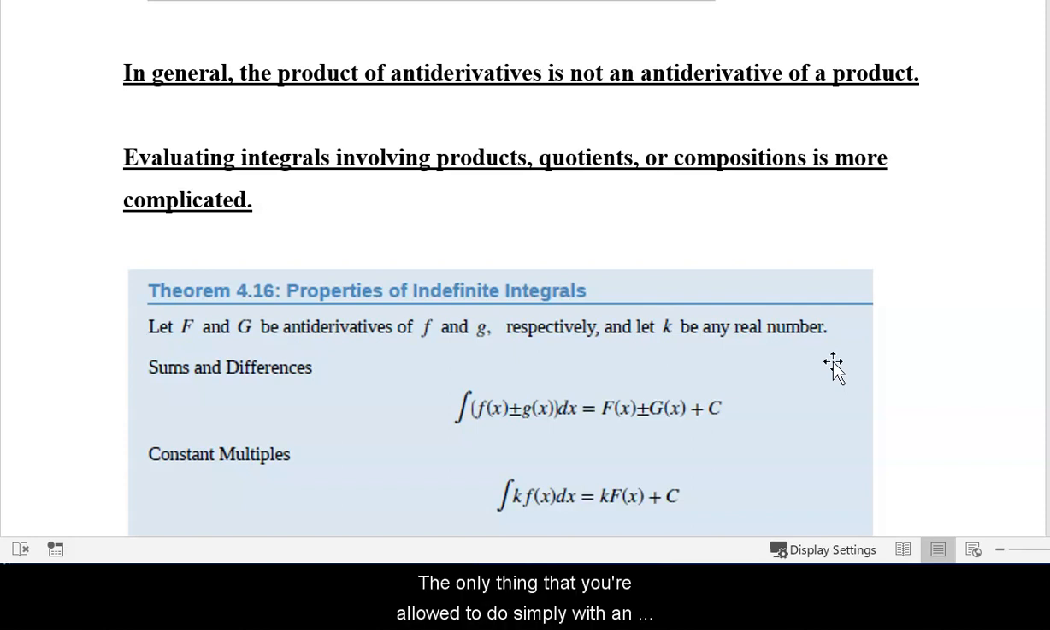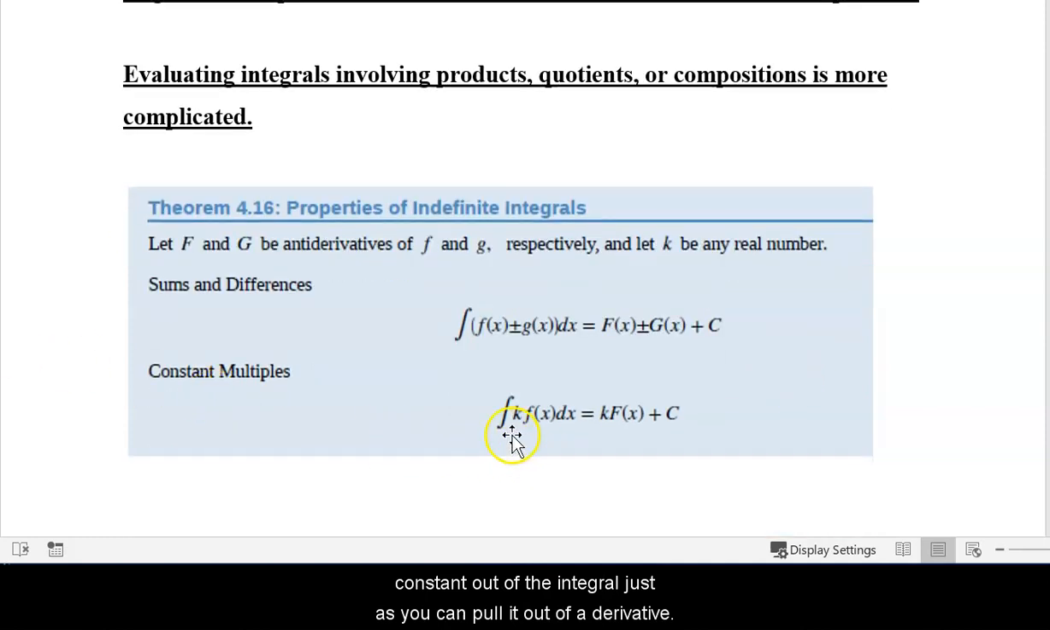The only things that you're allowed to do simply with an integral are the only things you're allowed to do simply with a derivative. The derivative of a sum is the sum of the derivatives. So the integral of a sum is the sum of the integrals, and also the same for a difference. You can also multiply by a constant and pull the constant out of the integral, just as you can pull it out of a derivative.